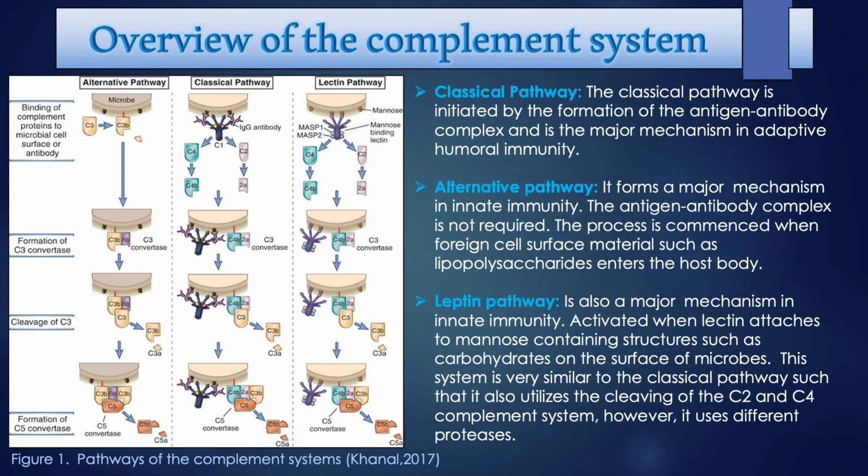The lectin pathway is activated when lectin attaches to mannose-containing structures on the surface of the microbes. The system is similar to the classical pathway as it utilizes the cleavage of C2 and C4 complements. However, the proteases C1R and C1S are replaced by MASP1 and MASP2. The rest of the pathway continues the same as the classical pathway.